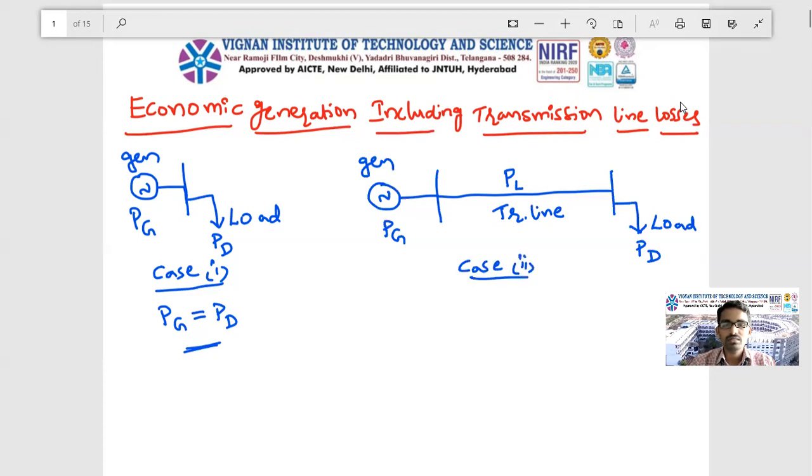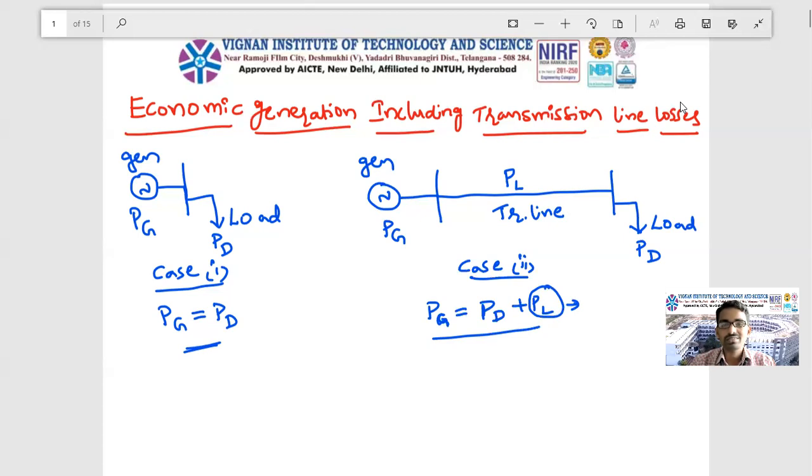Here our main aim is to match the power generation with the power demand, and also the other term you are going to have is power losses. So this is the actual term: power generated is equal to power demand plus power losses. If you compare with case 1, you are having the extra term called power losses here. So if we consider the power losses, this is the general case.